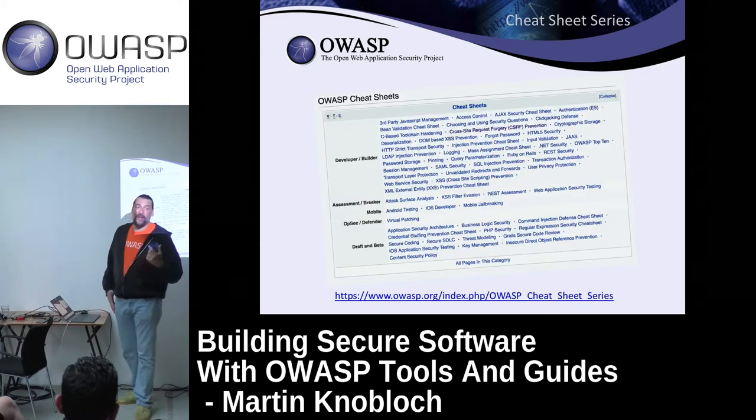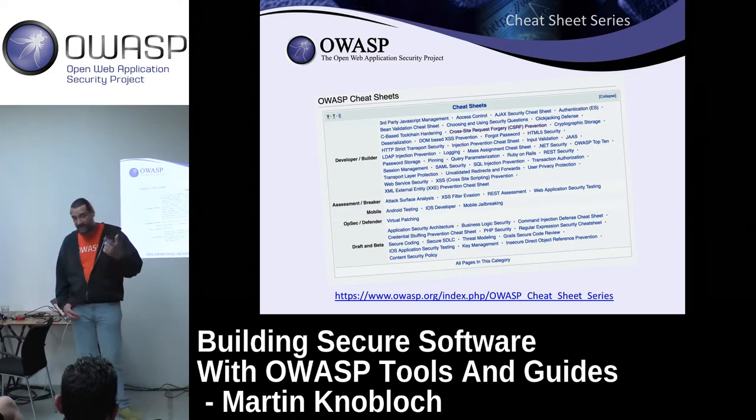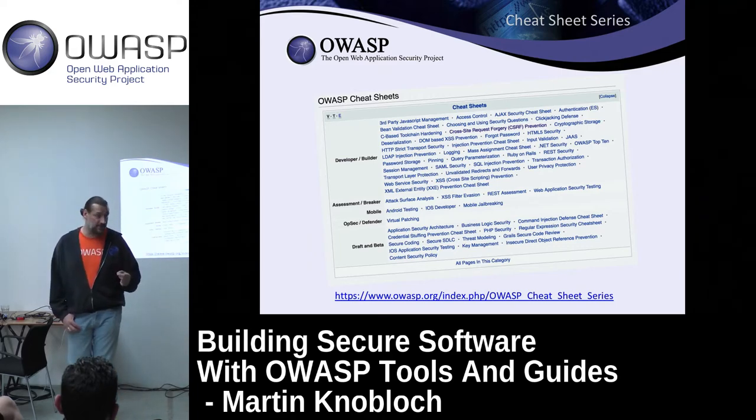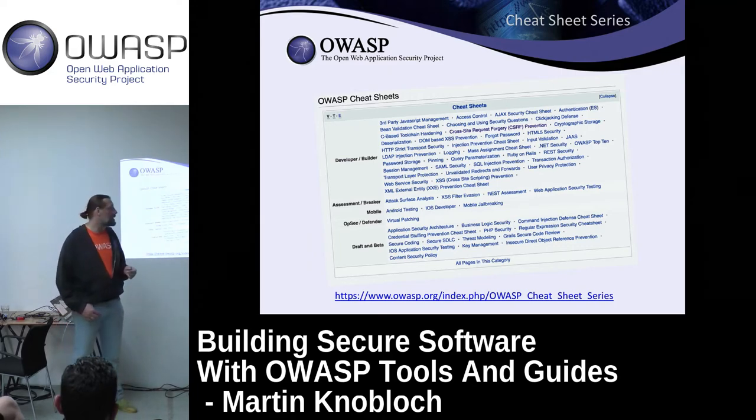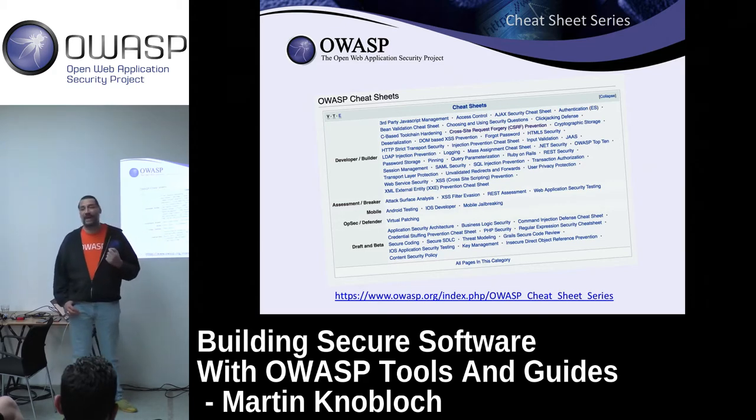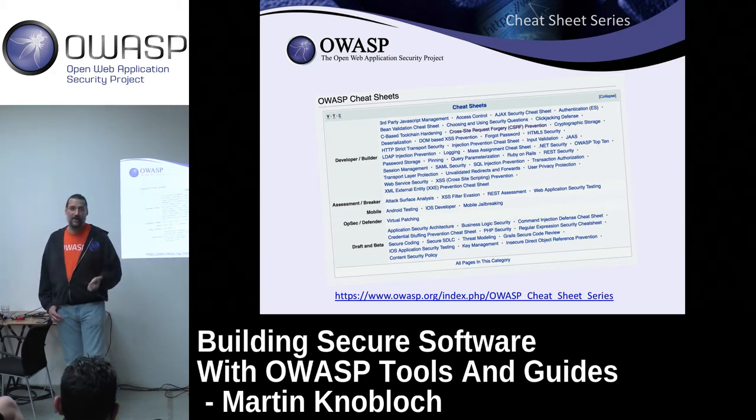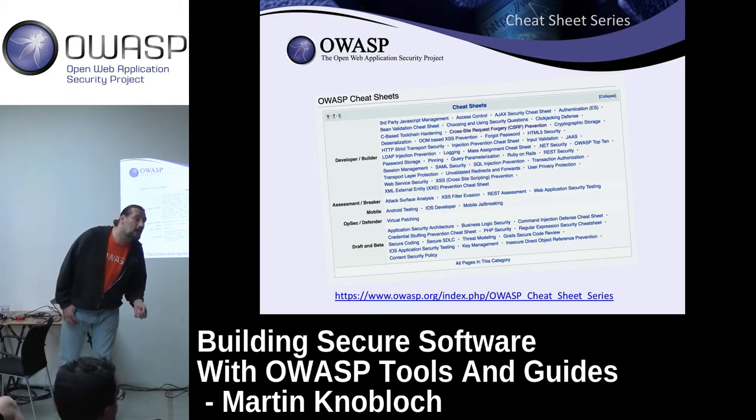Then still, we had in the past the developer guide. We have the testing guide. We now have also the mobile security testing guide. It's just released. It's a really good book. But the book is a problem. The book takes time to write. And you know, the moment you publish it, it's almost obsolete. It's out there.